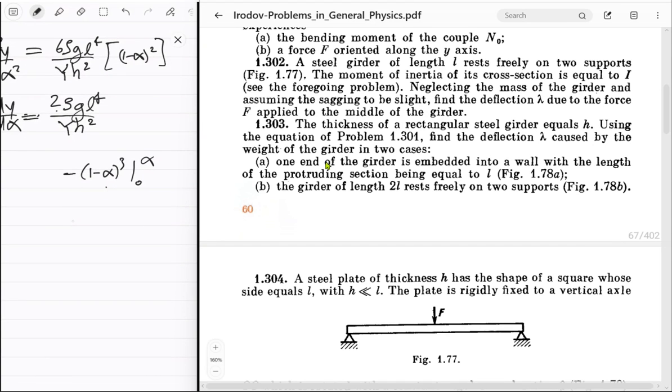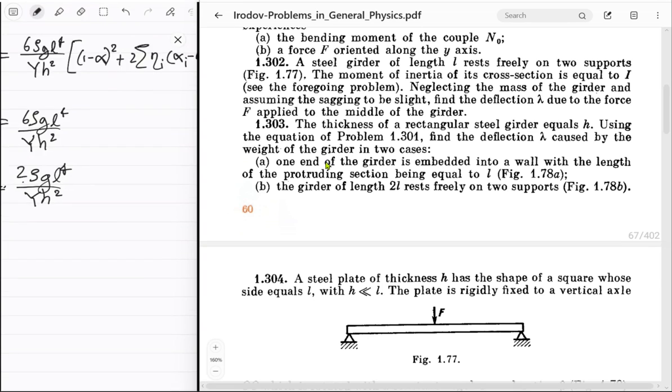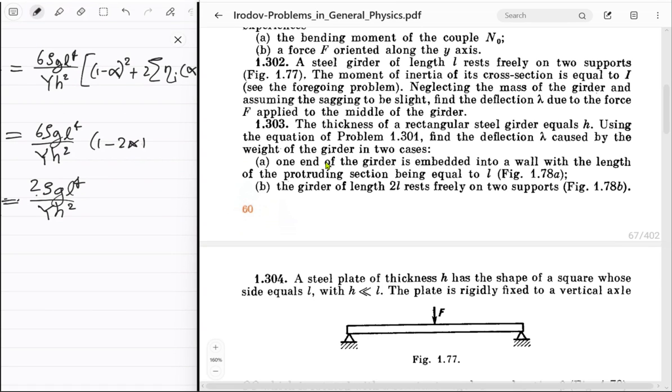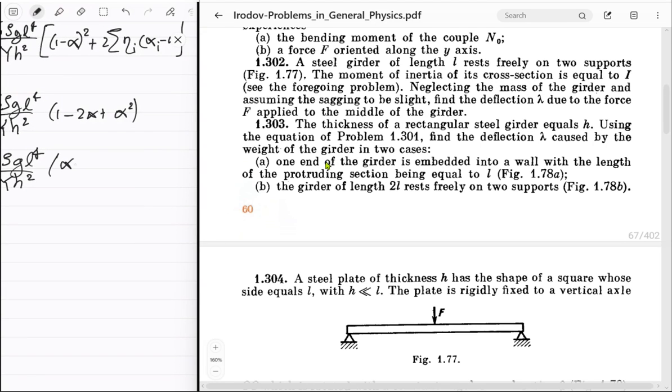Wow, it's taking forever. It's like 1 minus (1 minus alpha) cubed. Oh, okay. Now I'm not going to be fooled by that. We'll actually do it the proper way. We will expand this. So 1 minus 2 alpha plus alpha squared, and then we'll integrate. Right. So alpha minus alpha squared plus alpha cubed upon 3. That's what I get.